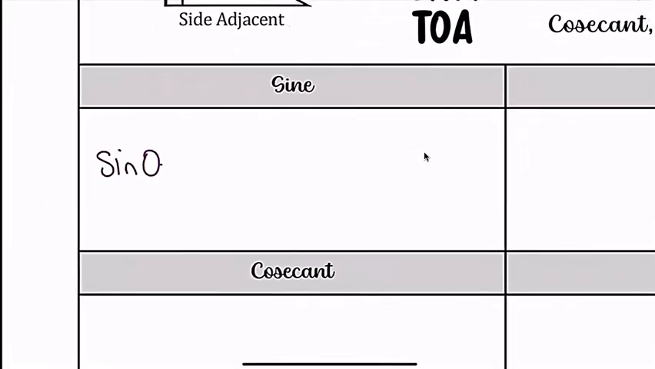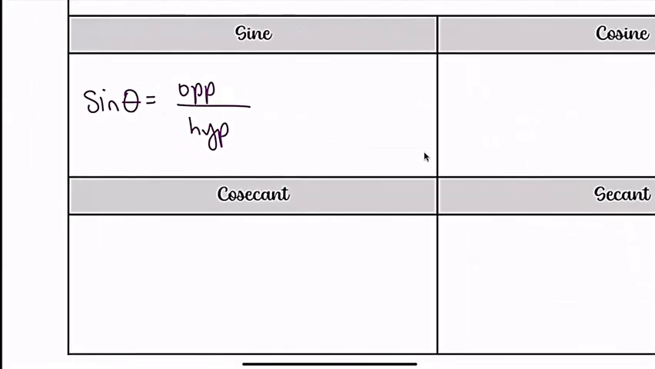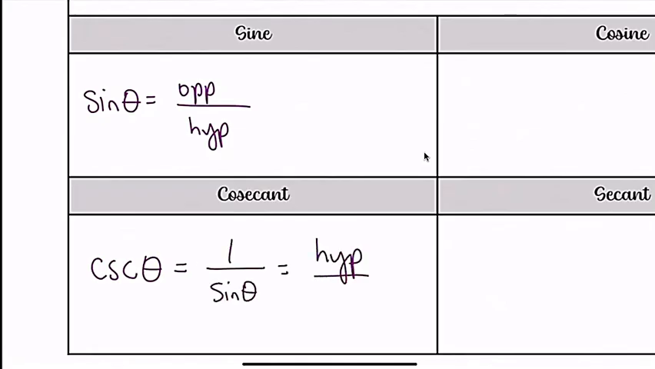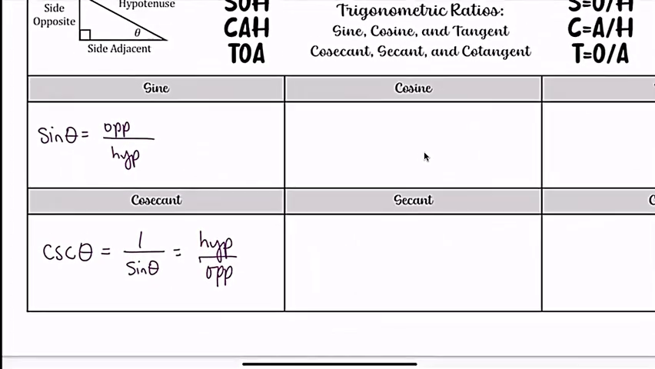We write it like this, sine of theta. And it is the opposite side divided by the hypotenuse. And then we also have some reciprocals. That just means you flip it over. So it's 1 over the sine, which makes it flip to hypotenuse over opposite. And then same thing goes for the other one.